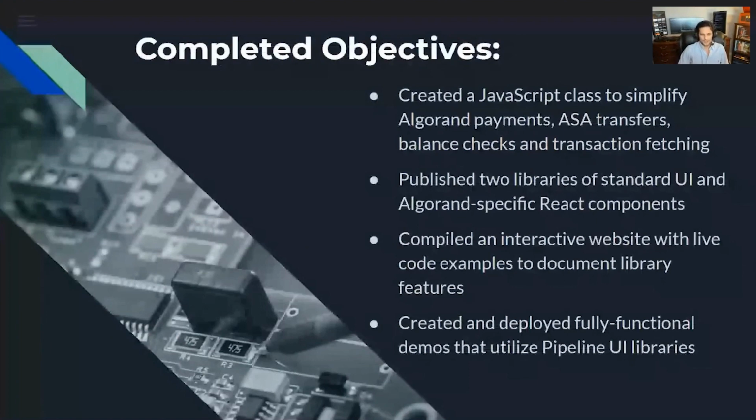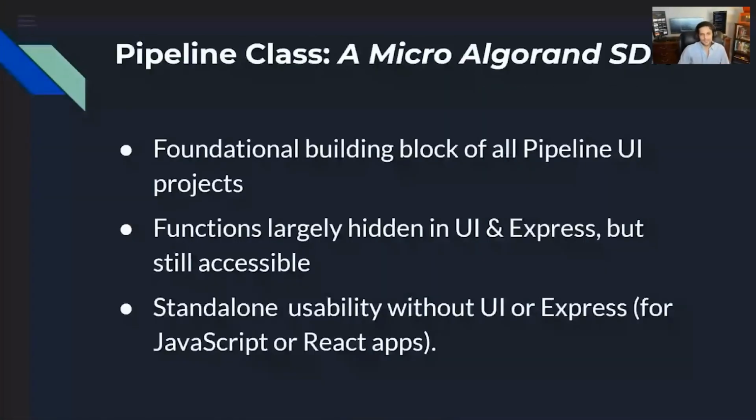Well, we created a JavaScript class to simplify Algorand payments, ASA transfers, balance checks, and transaction fetching. We published 2 libraries of standard UI and Algorand-specific React components. We compiled an interactive website with live code examples to document library features. And we created and deployed fully functional demos that utilize Pipeline UI libraries. The first one we're going to look at is Pipeline class, basically a micro Algorand SDK.